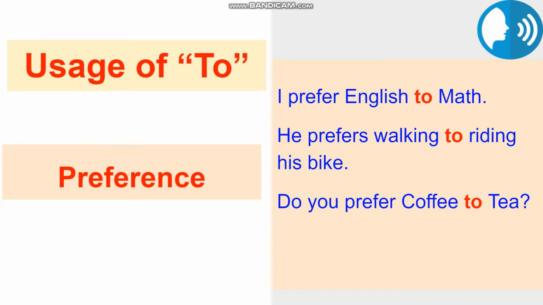Moving on. Now, if there are 2 things and you like one of those things a little more than the other, you prefer it, right? You prefer one thing to the other. For example, I prefer English to math. He prefers walking to riding his bike. Do you prefer coffee to tea? Well, I'm a coffee person. I prefer coffee. What about you now?